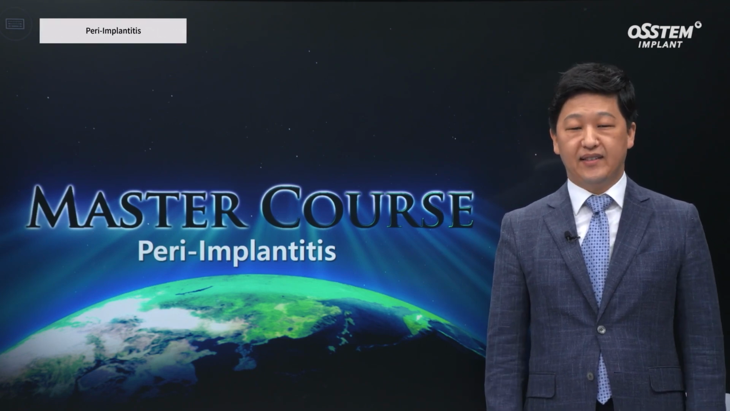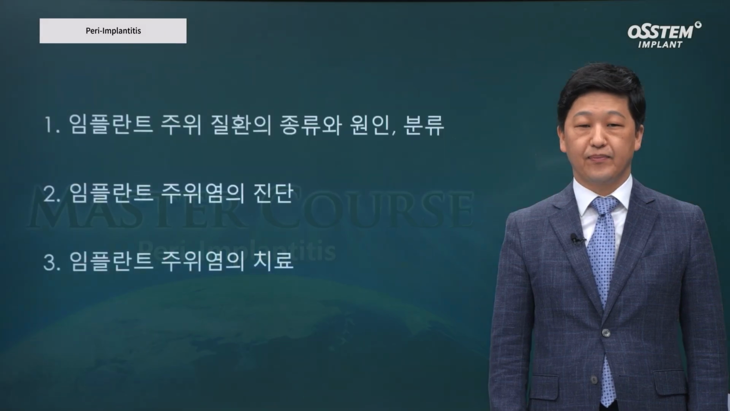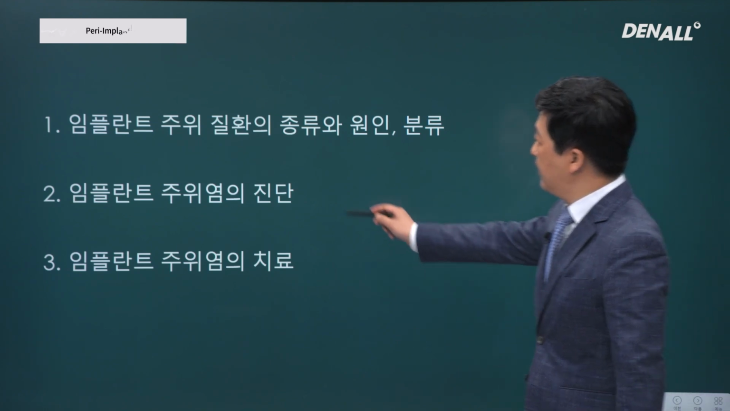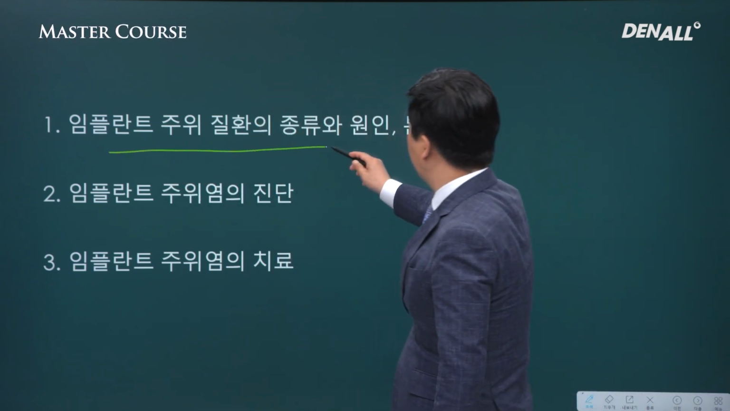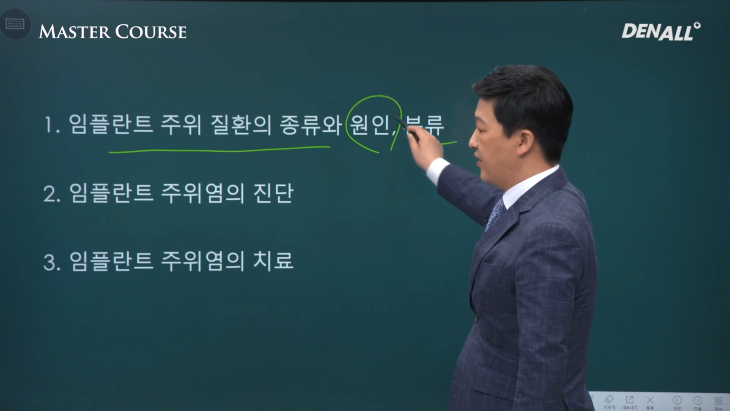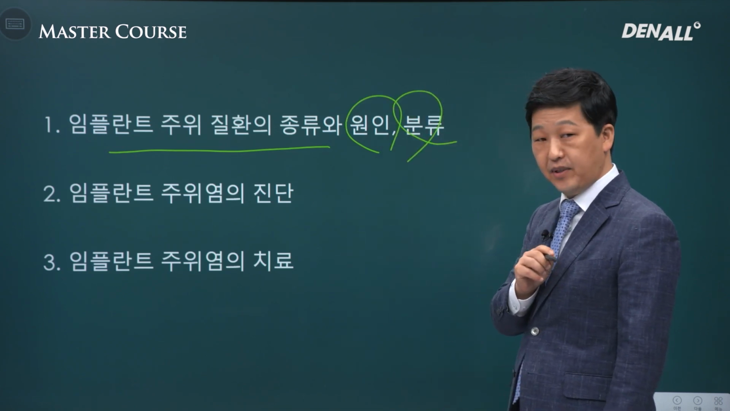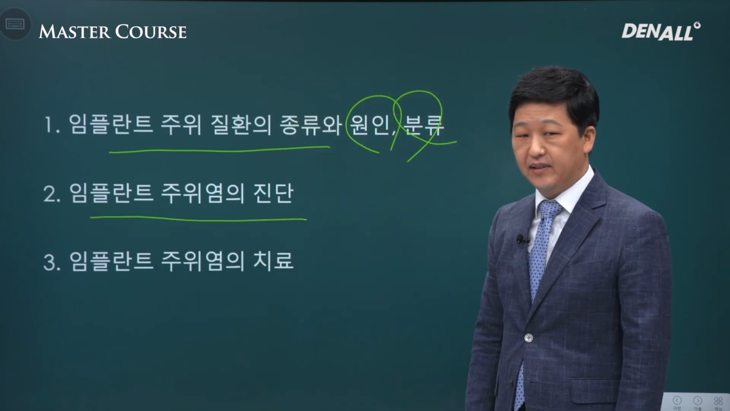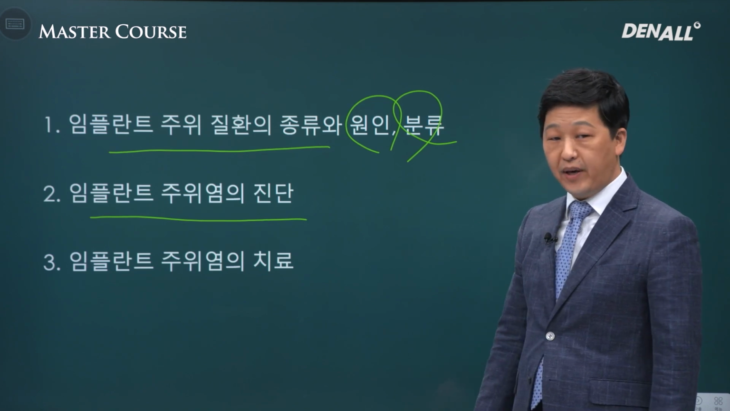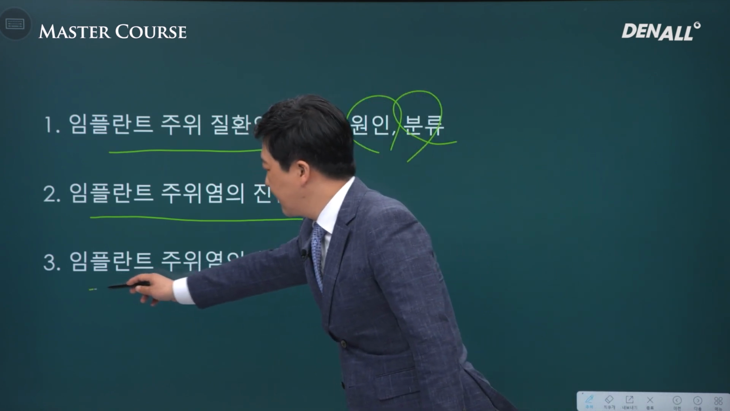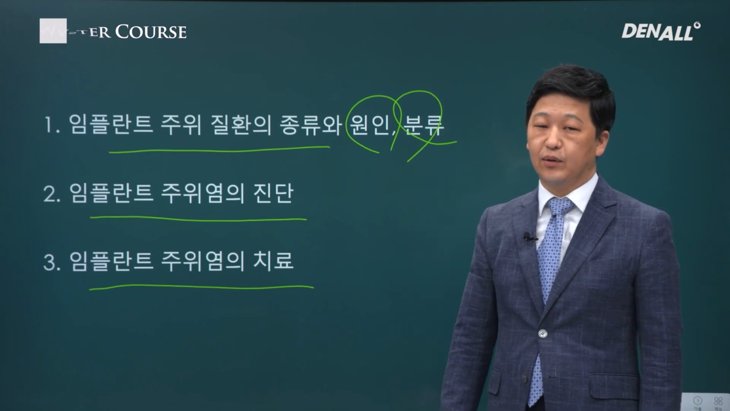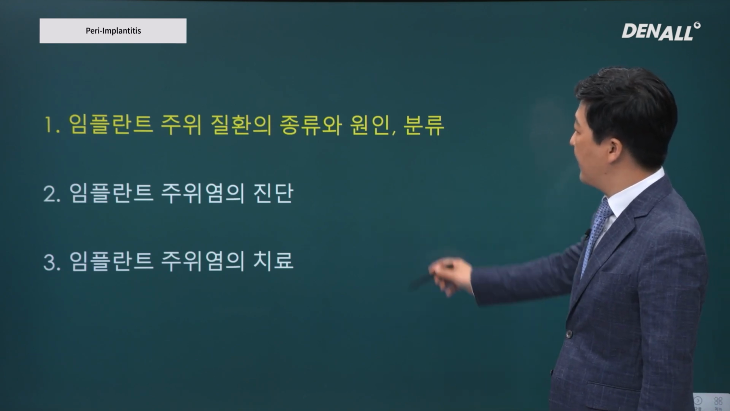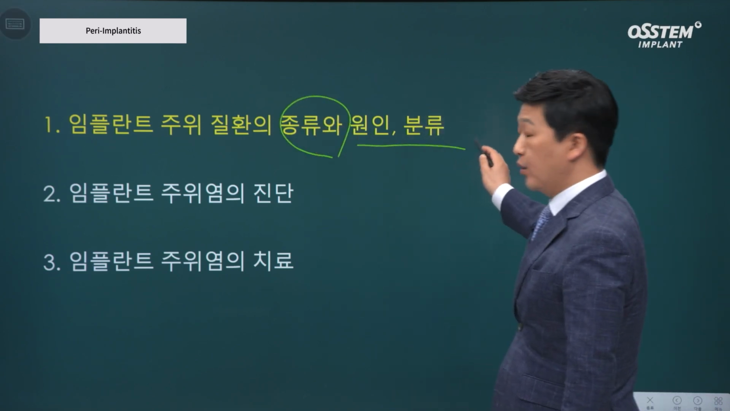This is an online master course which summarizes the offline master course. Today I'd like to talk about peri-implantitis. I'm going to talk about three topics. First is about what peri-implantitis is: the different types, cause, and classifications. Second is about diagnosis of peri-implantitis. And third, I want to talk about treatments for peri-implantitis. First is the types, cause, and classification of peri-implantitis.